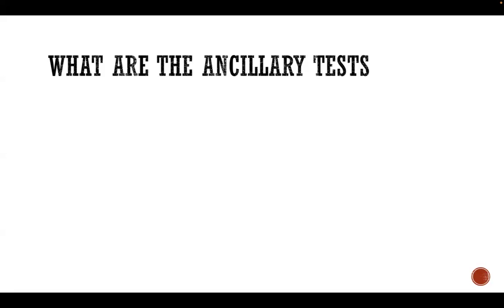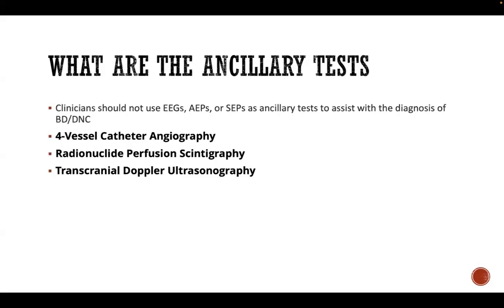4-vessel contrast angiography, CT or MRI angiography, EEG. So actually, there is a recent update from the American Neurology Association. I don't know how much Europeans are taking that. In that recent update, they have removed EEG, AEP, SCP. There's no CT angiography, there's no MR angiography. You have to do a 4-vessel catheter angiography.